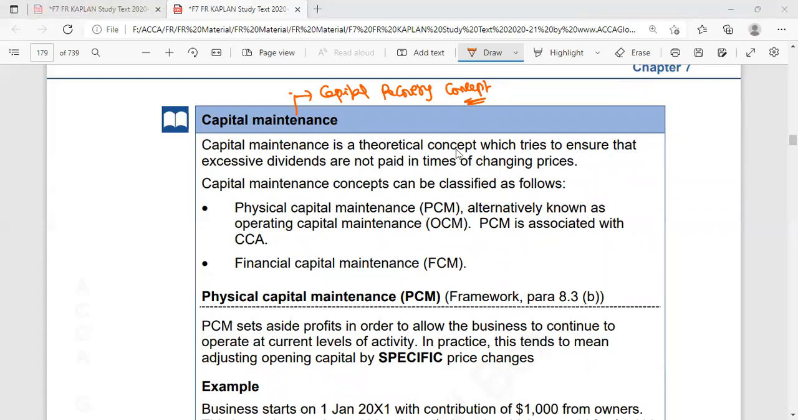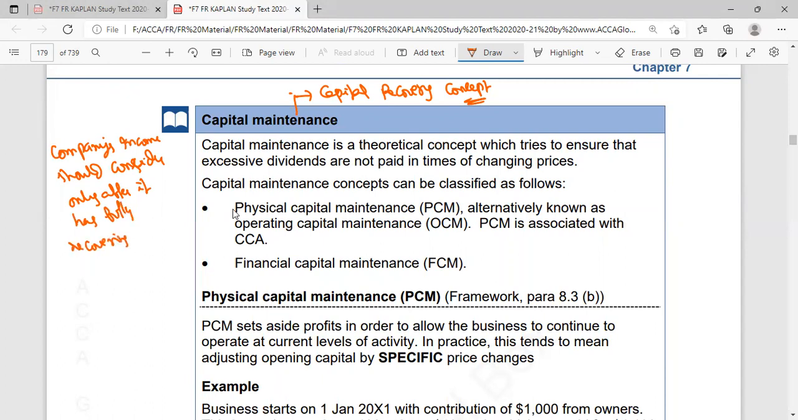So it is based on the principle that the company's income should be considered only after it has fully recovered the cost, or capital has been maintained.